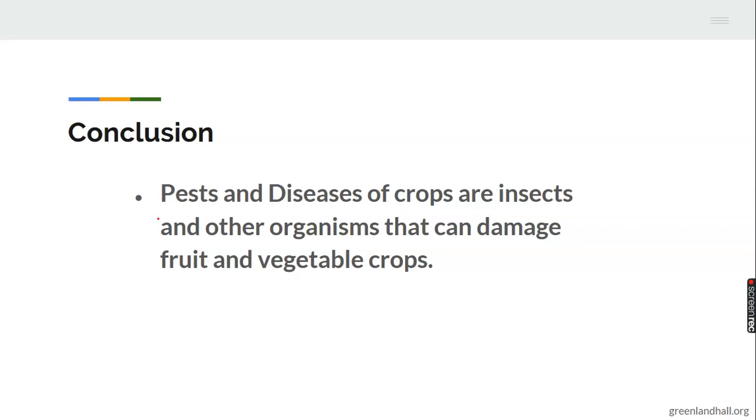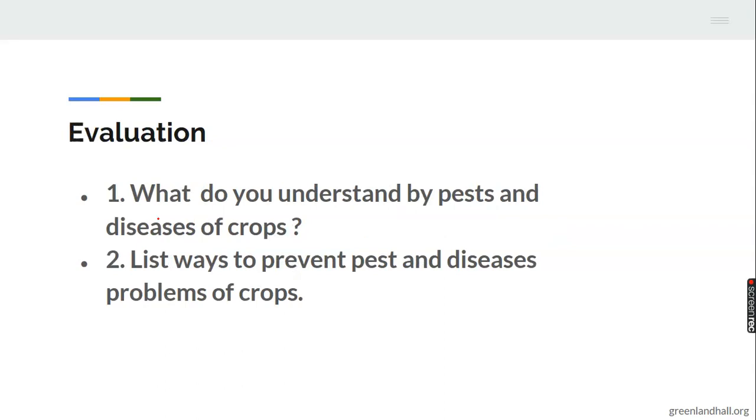You have been told that pests and diseases of crops are insects and other organisms that can damage fruit and vegetable crops. So you have to answer these questions. Number one, what do you understand by pests and diseases of crops? Then two, list ways to prevent pests and diseases problems of crops. So make sure you do that.